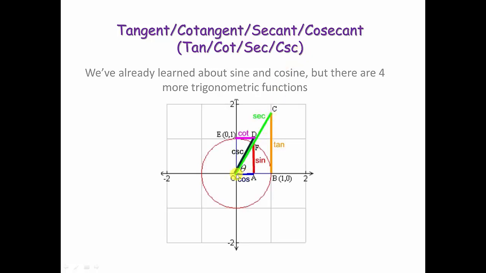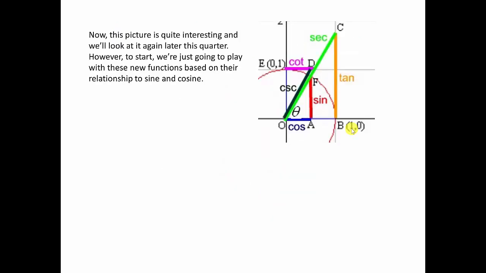Just like the cosine is the x value of where the angle crosses the unit circle, and the sine is the y value of where it crosses the unit circle, here's the tangent. When you draw this line, that's tangent. Secant is this line here, cotangent, and cosecant is this black line here. But this is just for interest's sake, just so you know that there are geometric interpretations of these 4 trigonometric functions.